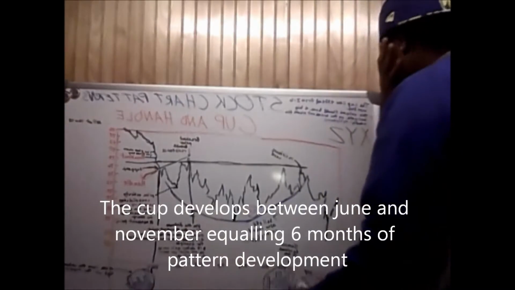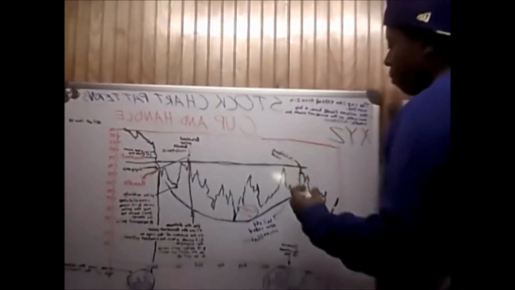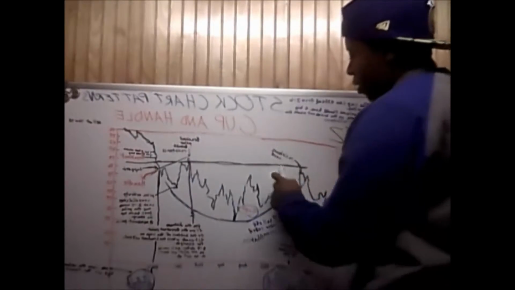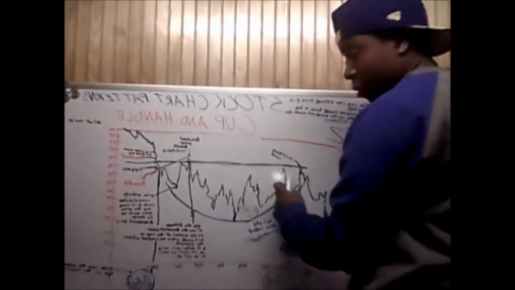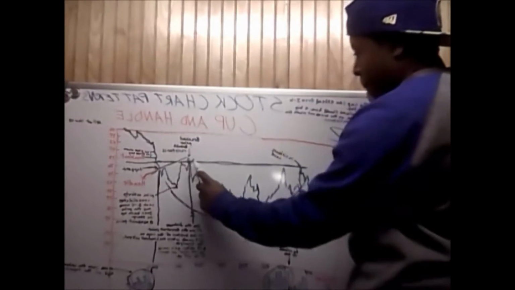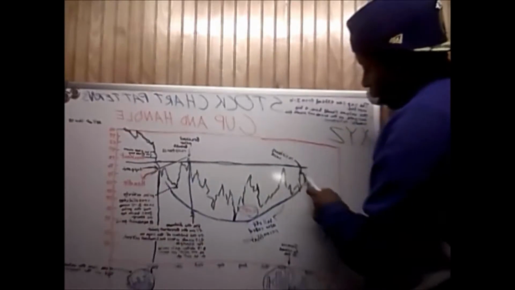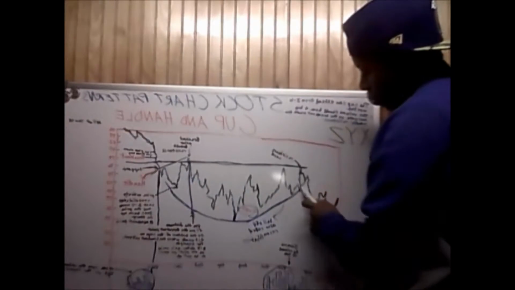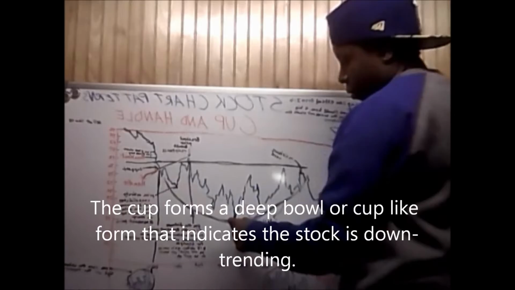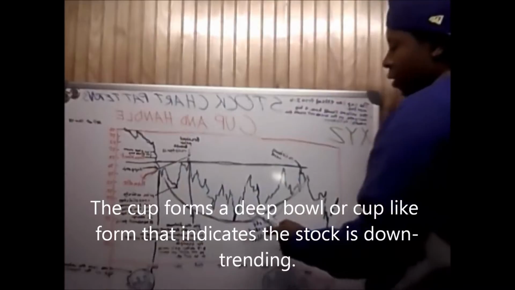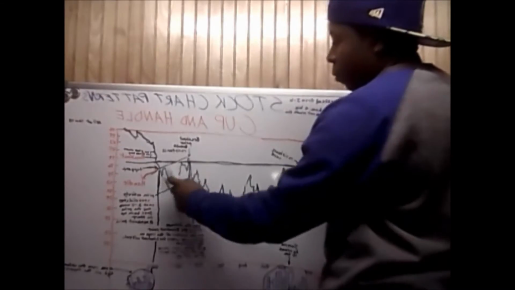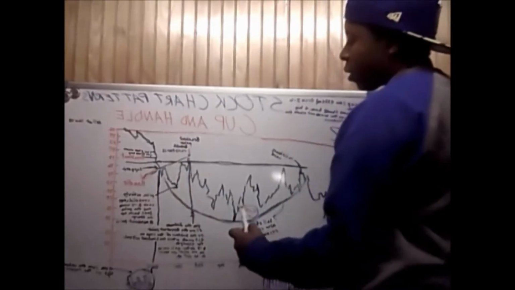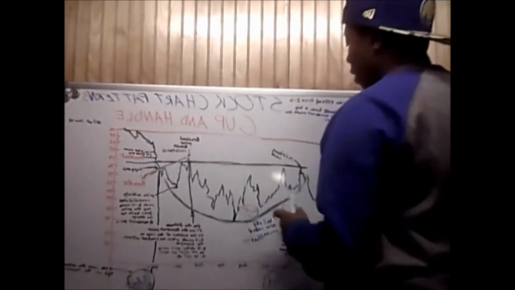So how do we look at that? We have our resistance that starts at the end of May, our resistance line. And from there we develop our cup, a deep form, with the stock downtrending. From that cup we have to develop a handle.